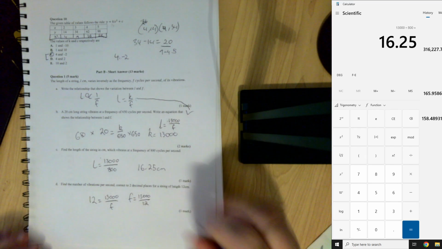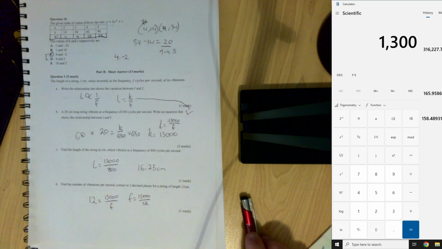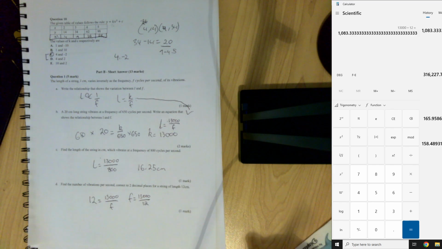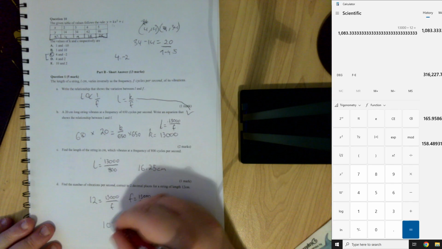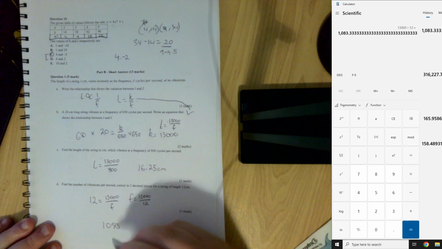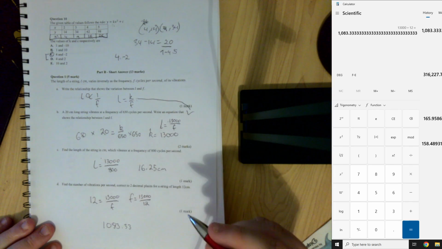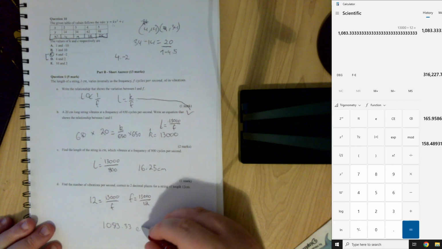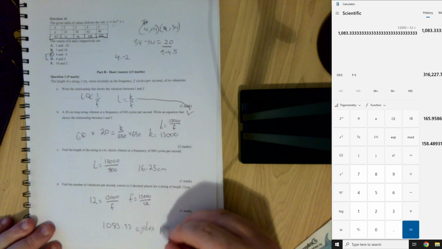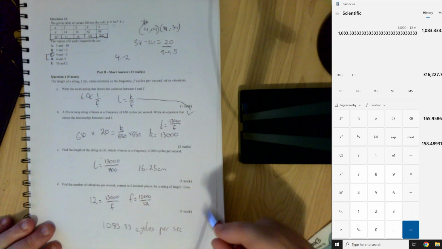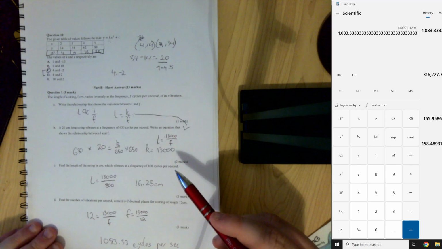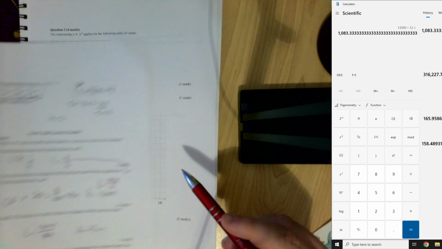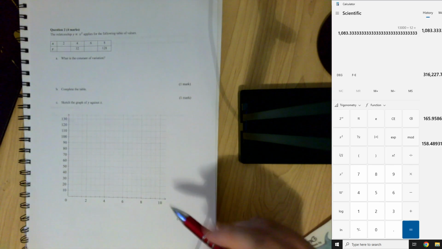Okay. Right, 13,000 divided by 12, which means that it vibrates at 1083.33 cycles per second. Yeah. Alright. Easy. Let's keep going.